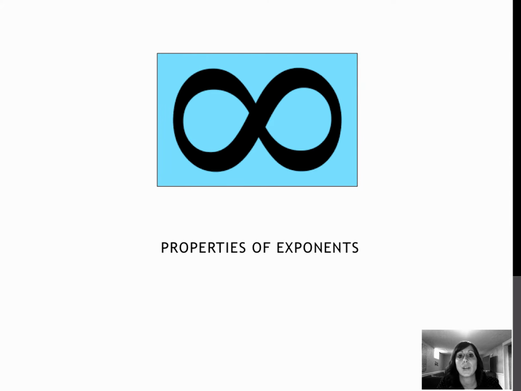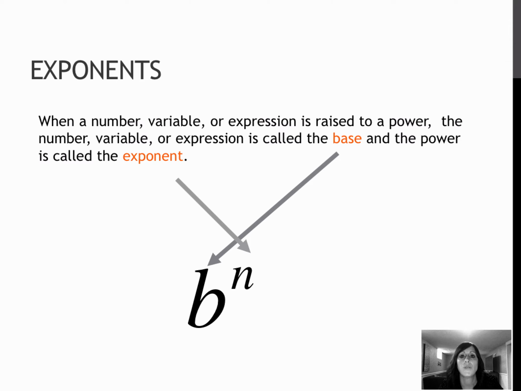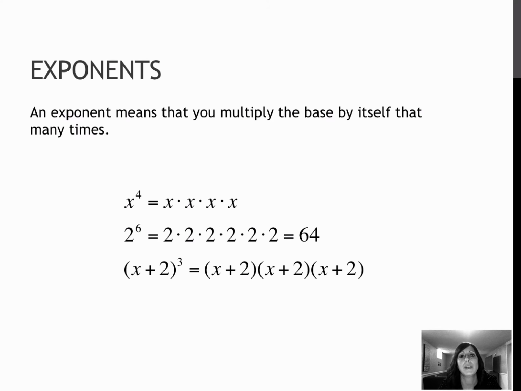The next several videos will take you through the properties or laws of exponents. First of all, it's important to understand what an exponent is. Here in my example, B would stand for the base of an expression, and N would be representing the exponent. And remember, what an exponent means is simply how many times to multiply the base times itself.